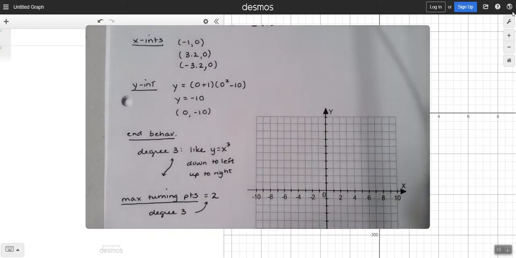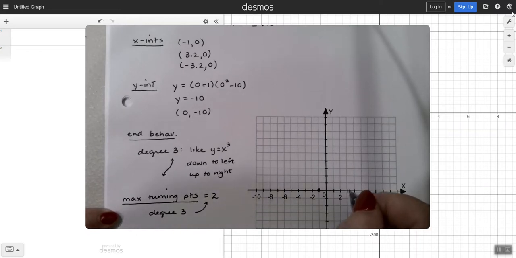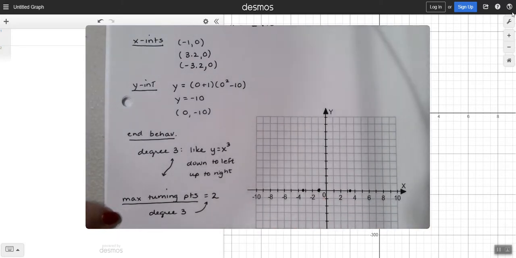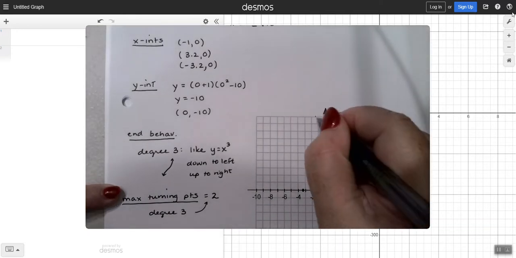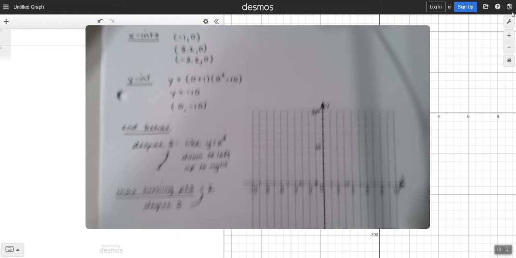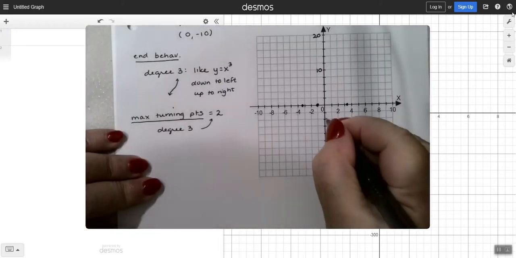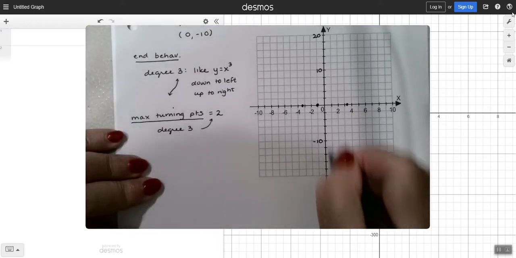All right, let's get all this information on our graph. Let's see here. I'm definitely going by 1s on the x-axis. Negative 1, 3.2, and negative 3.2 for my x-intercepts. My y-intercept is at 0, negative 10. Just to give me a little space, I think I'm going to count by 2s on my y-axis. So 2, 4, 6, 8, 10, 20 up here. And then negative 2, 4, 6, 8, 10, negative 20 down there.